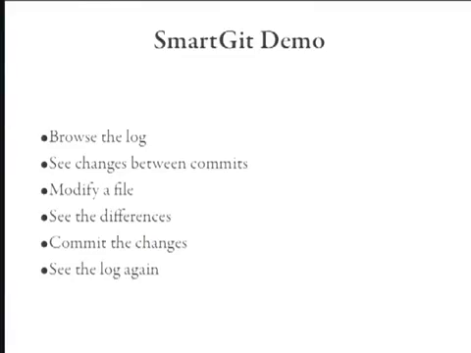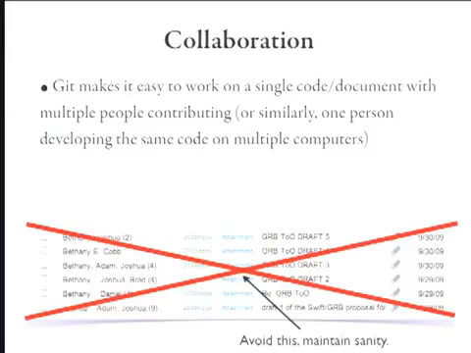Now on to collaboration. Git, or any version control system, makes it really easy to work on a single code base or document with multiple people contributing. Or similarly, as is usually the case for me, one person developing the same code on multiple computers. So I have a bunch of code that I want to run on different computers, or be able to edit from my laptop, or from a work desktop computer, or from my home desktop, or whatever.